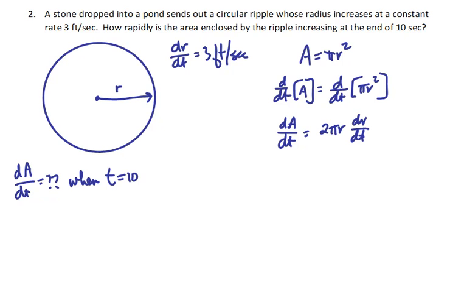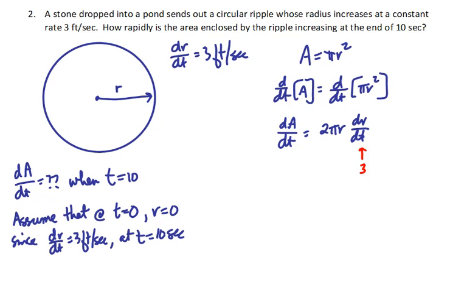We're trying to solve for dA/dt, and we know dr/dt is 3. So we still need to find out what the radius is. We're not given the radius here, but we're told that we want to find the rate at which the area is changing after 10 seconds. We assume that at time t equals 0, the instant that the stone drops into the pond, the radius of the circular ripple is 0. But from that point on, it's increasing at 3 feet per second.